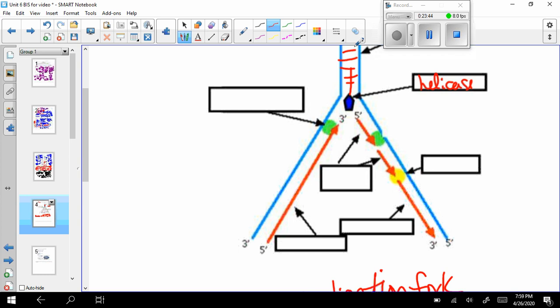The next thing I want to do is look at the direction of my new pieces. So over here, this blue is a template, and this blue is a template. But my new strands are the ones in red. This new strand that is made continuously towards the fork, this is my leading strand. And it's 5' to 3'. 5' to 3' towards the fork is the direction that DNA polymerase works.